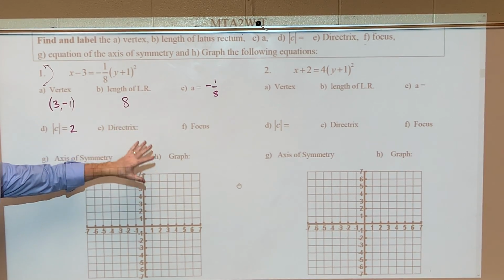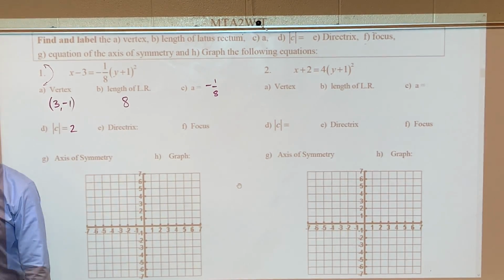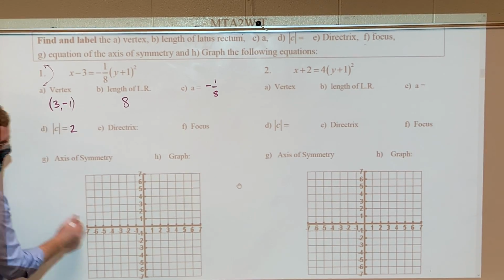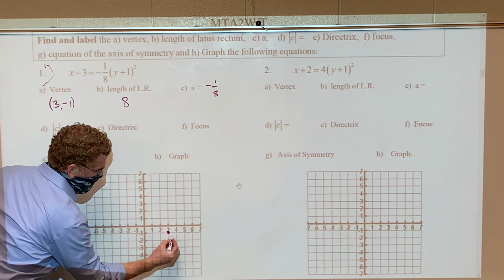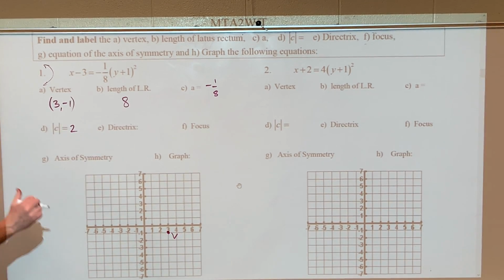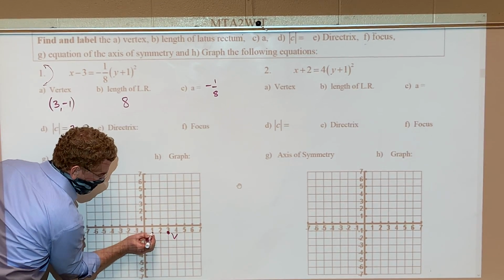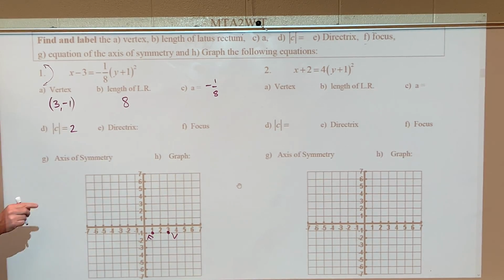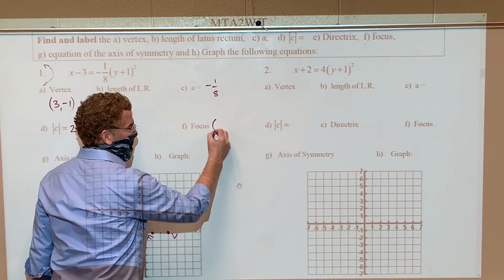Okay, directrix. Well, you might want to sketch this thing before we start answering too many questions. So on this, what do you know about it right here? So 3, negative 1 is my vertex. You know it's going left, so left how much? 2. If I go 2 to the left, what is that? 1, negative 1, and that's the focus. I can fill that in.